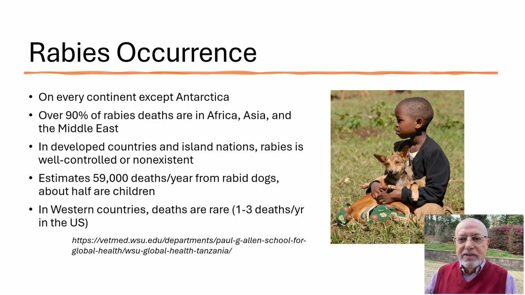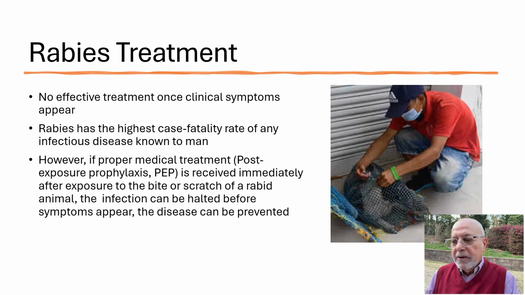As you can imagine, stray dogs in many developing countries are very common, so the child's height is very close to the dog's too. I think it's very easy for the dog to bite the child. And there are some devastating pictures of children with injuries on their face and things like that. Now, in the United States or in all Western countries, the estimate is about 1 to 3 deaths per year in the U.S.